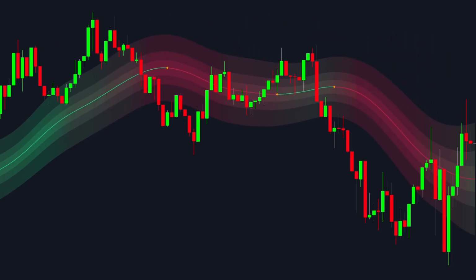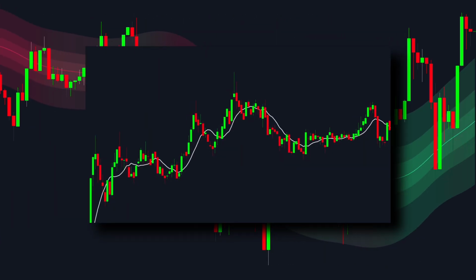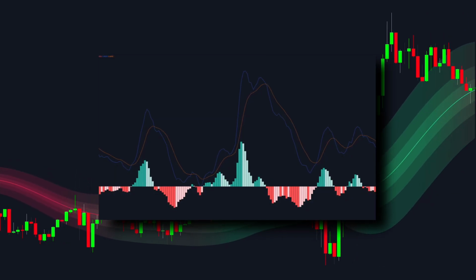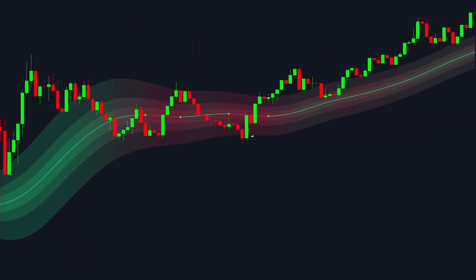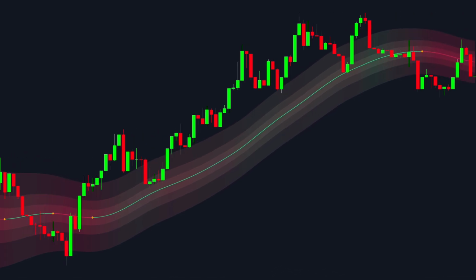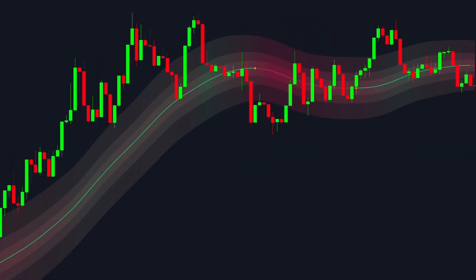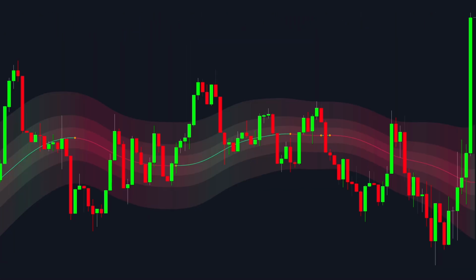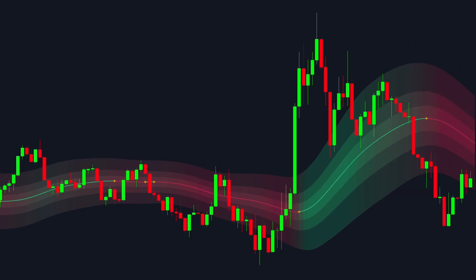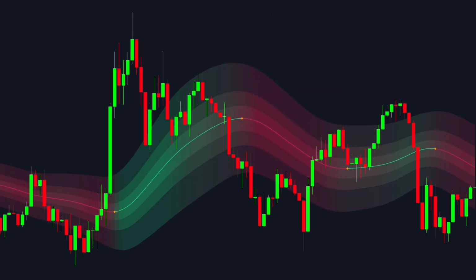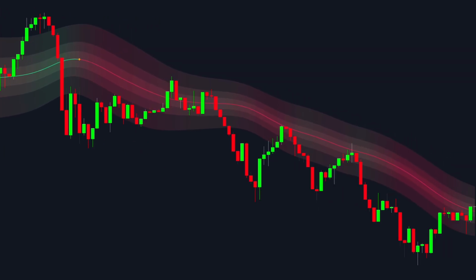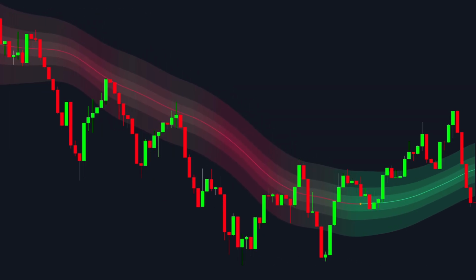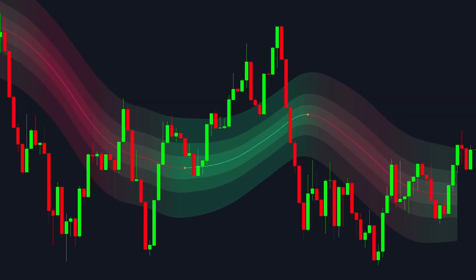Most traders rely on indicators like moving averages, RSI, and the MACD. But these all have one major flaw. They lag behind the price. That means by the time they tell you a trend is reversing, you've already missed the best entry. But this indicator is designed to be proactive, not reactive. Instead of waiting for confirmation after the move has already started, it shows you early warning signs before price fully shifts. That gives you a huge edge in the markets.